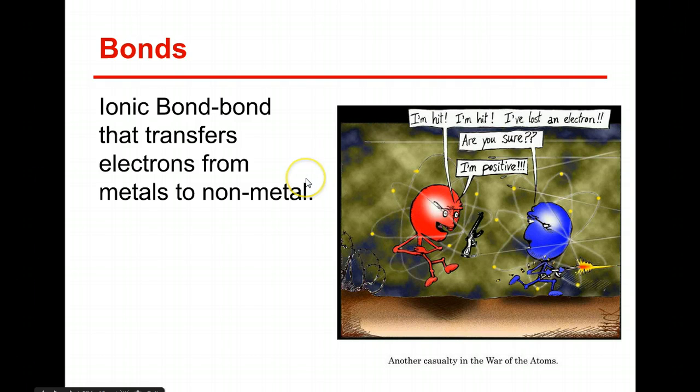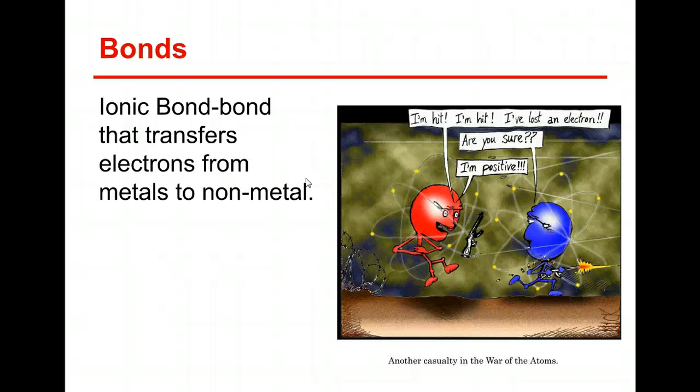Okay. Now bonds. You might remember these as well. Ionic and then covalent is the next one we'll talk about. In an ionic bond, electrons are transferred, usually from metals to nonmetals. The electrons are not shared, they're transferred, and then one becomes negatively charged and the other ion becomes positively charged.